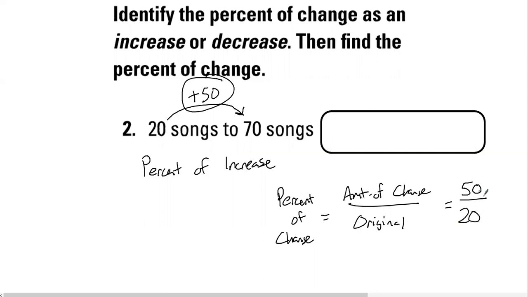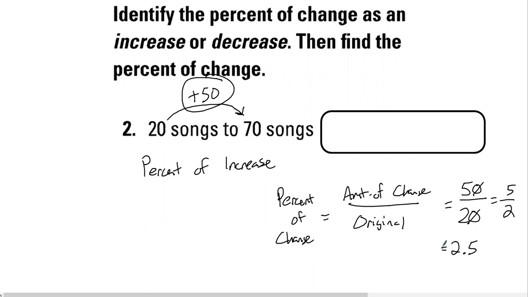And if you take 50 divided by 20, that's the same thing as taking 5 divided by 2. You can divide top and bottom by 10 here. 5 divided by 2 is 2.5. Now that's the decimal form of the percentage of change. That does not mean that my increase is 2.5%, because that would mean I'm gaining 2.5 for every 100. That's not what's happening here.